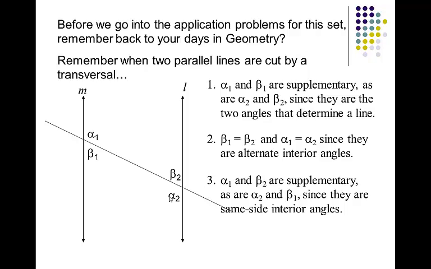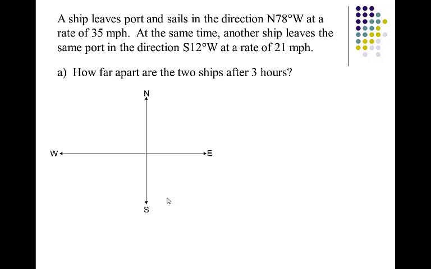Let's talk about same side interiors. Alpha 1 and beta 2 are supplementary because they are same side interior. They're on the same side of the transversal. Beta 1 and alpha 2 are also supplementary because they are same side interior angles. So same side interiors are supplementary, alternate interiors are congruent, and we're going to use that in our examples today. And this is the part of geometry people normally didn't hate. I think you hated all the rest of it, but you didn't hate this.